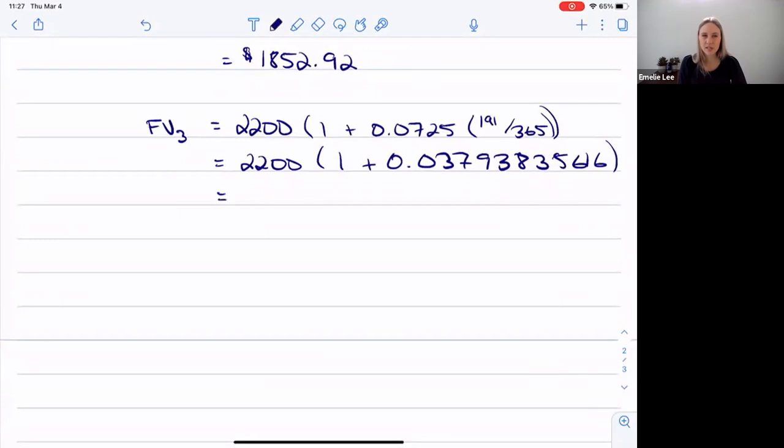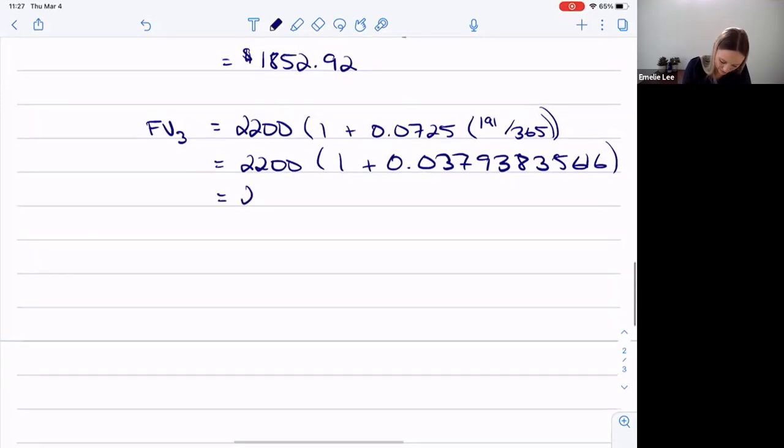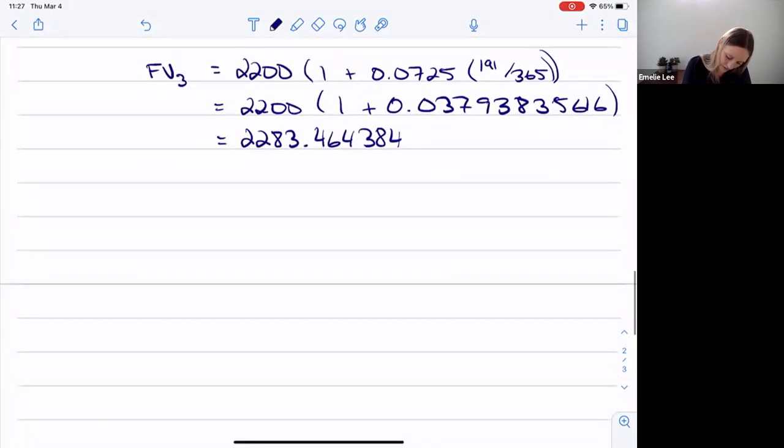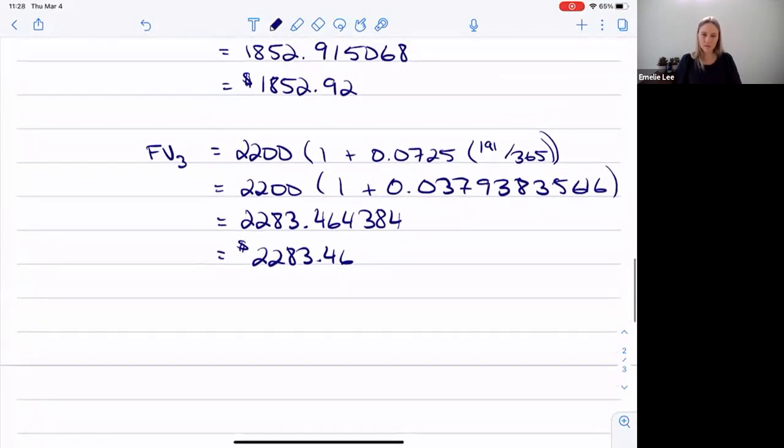So again, just as I expected, this is close to 2,200, but slightly higher with interest, right? So it's 2283.464384, which in terms of money is 2283.46. Okay.